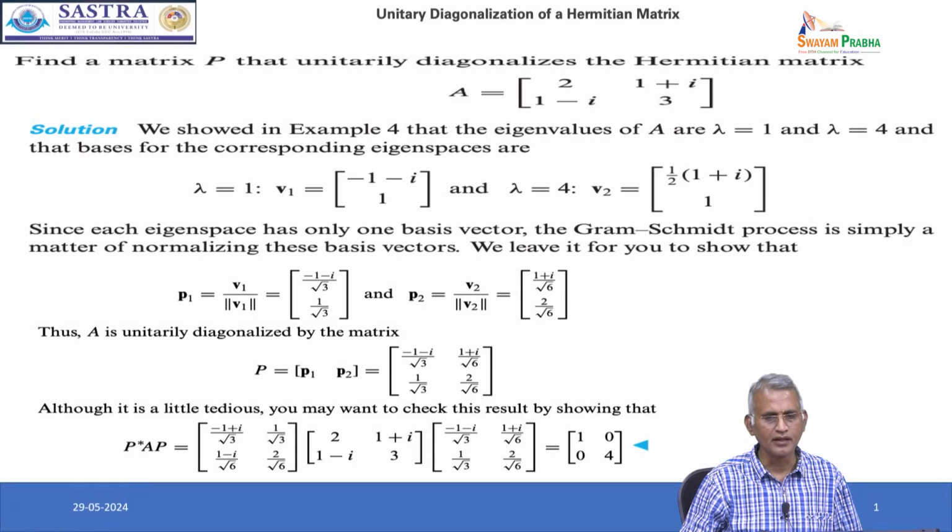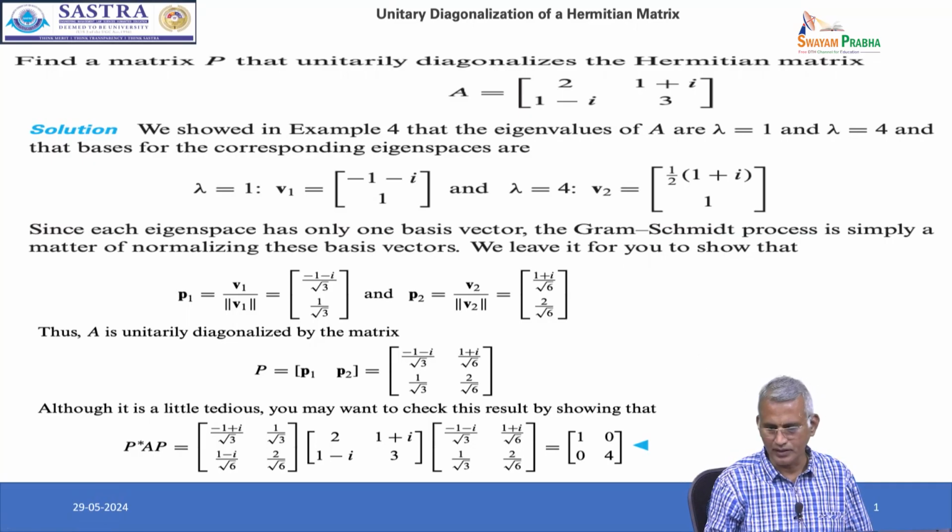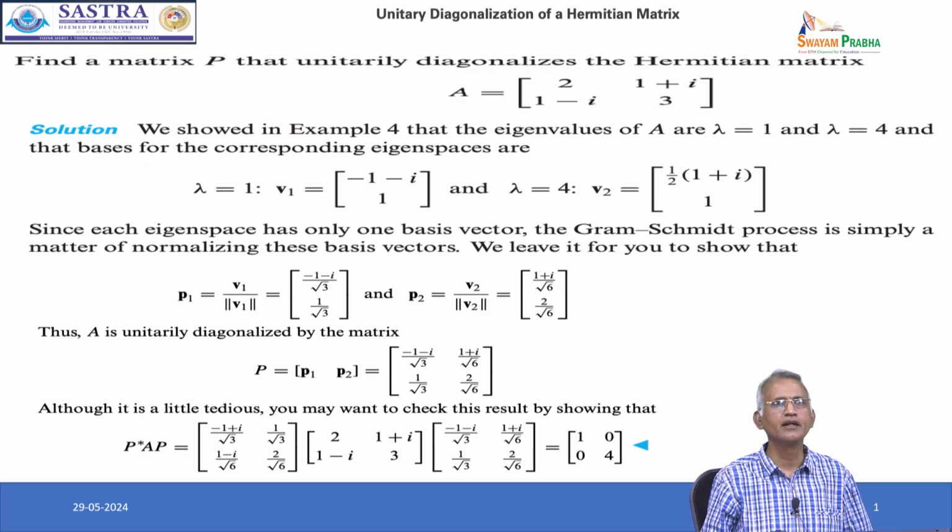We come across the matrix related to symmetric matrix and we have done the diagonalization process. We start with unitary diagonalization. We come across the diagonalization process related to symmetric matrix, and now let us start with unitary diagonalization of Hermitian matrix. So, find a matrix P that unitary diagonalizes the Hermitian matrix A equal to [2, 1 plus i; 1 minus i, 3], which means all the entries are in the form of complex numbers.